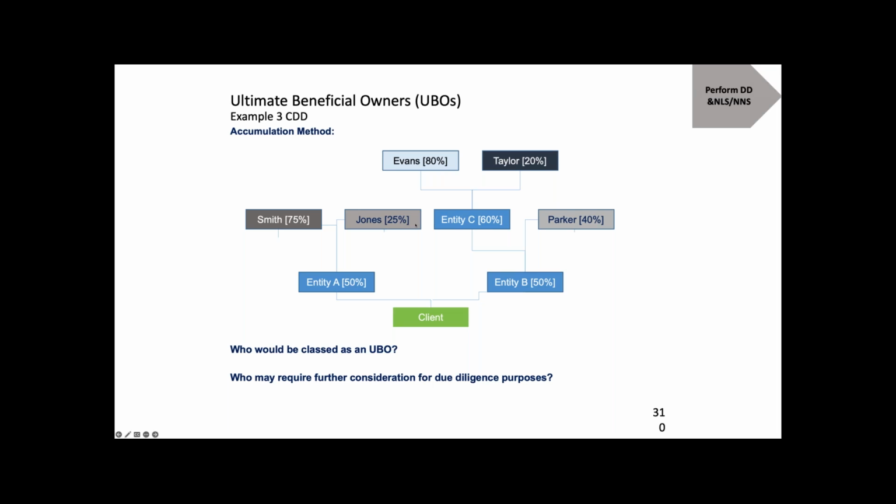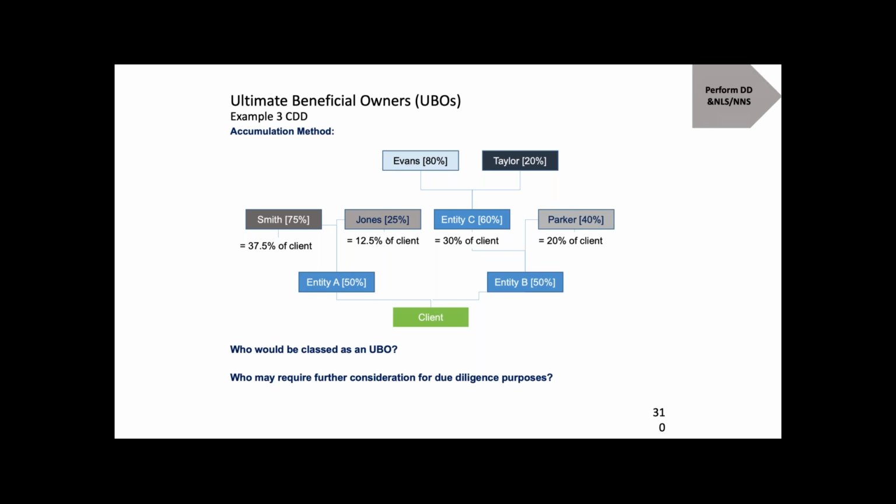What about Jones? So Jones owns 25% of 50 of entity A. So it's basically, I think that should be about 9 point something. 12.5. Jones 12.5. Absolutely. What about entity C? C is not a human. Yeah, but how much breakdown does he own? 30%. Absolutely. And what about Parker? Parker owns 20%.